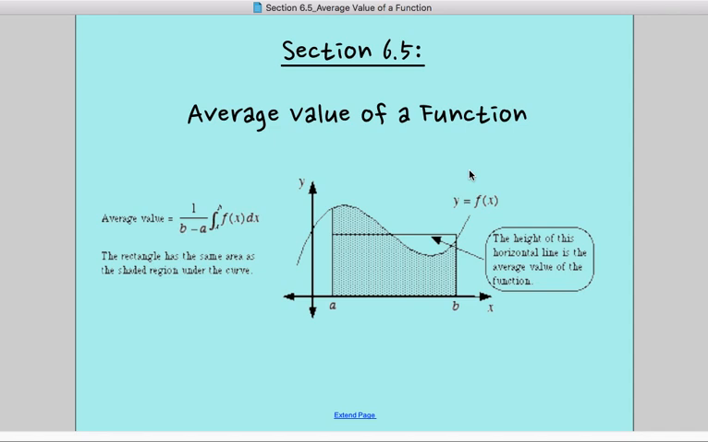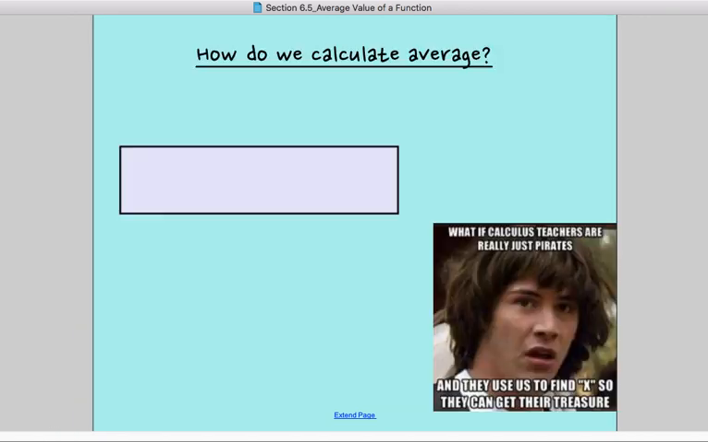Today we're going to find the average value of a function. We're going to come back to this picture in just a little bit, so let's remind ourselves, how do we calculate average? If you wanted to figure out your average scores on your 4 common exams, you would add up all the scores and divide by the number of exams, which is 4.